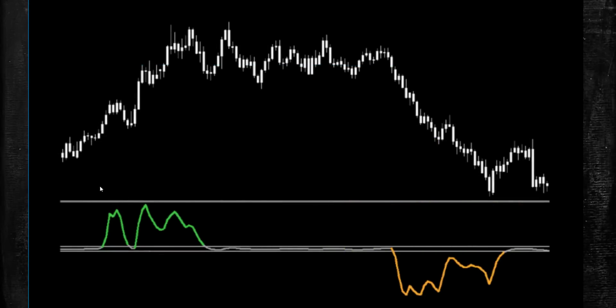Now, here's what's going on if it's not already obvious. Green is bullish. Orange is bearish. And then this middle territory here, I hope you guys can see it. If you're watching this on a phone, it might be a little difficult. I'm magnifying this thing as large as I can. This is your neutral territory.